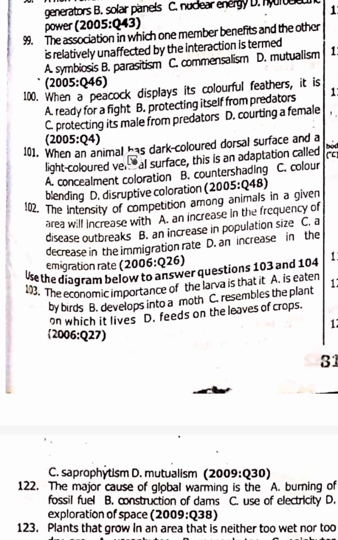101. When an animal has a dark colored dorsal surface and a light colored ventral surface, the other of the light color, this adaptation is called counter shading. Option B. Counter shading.